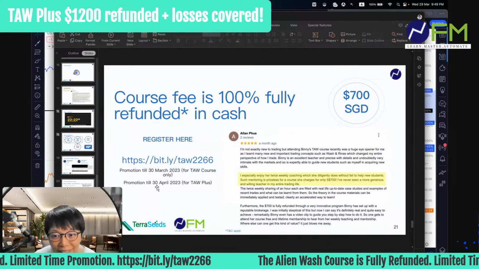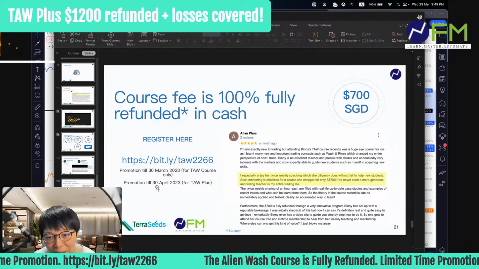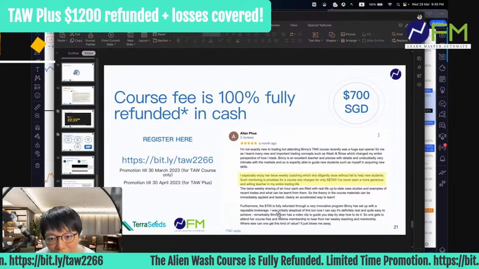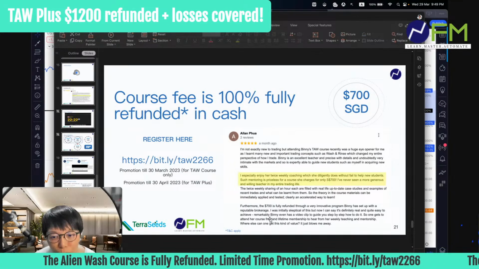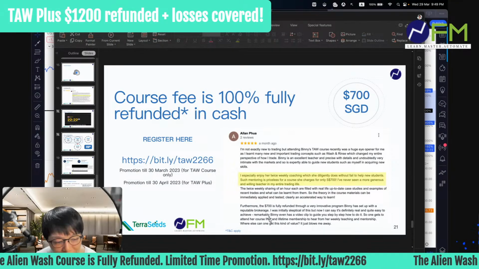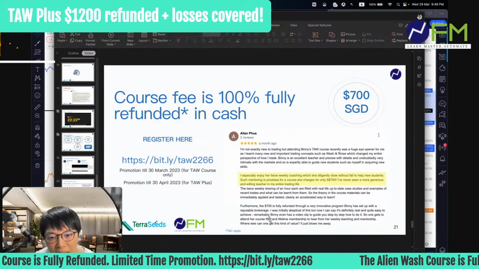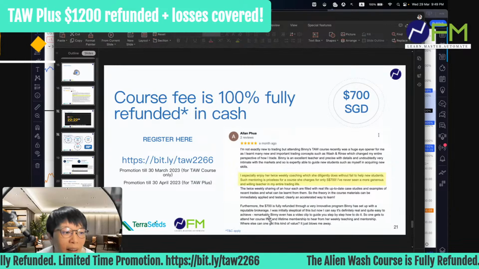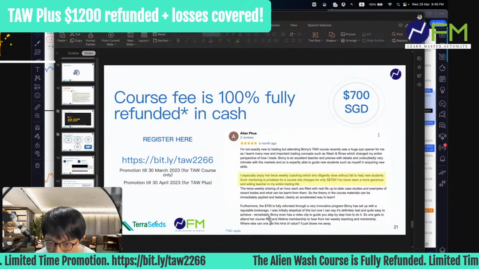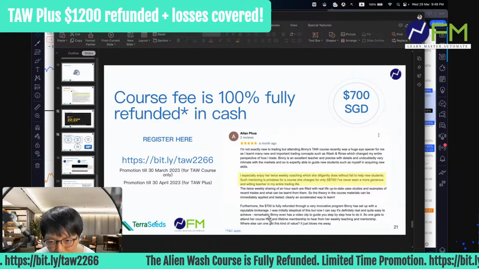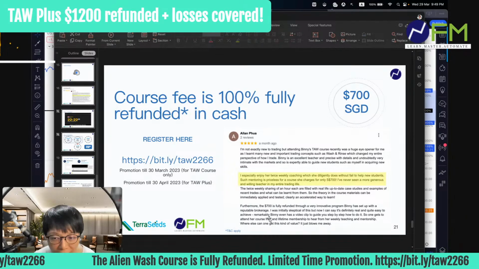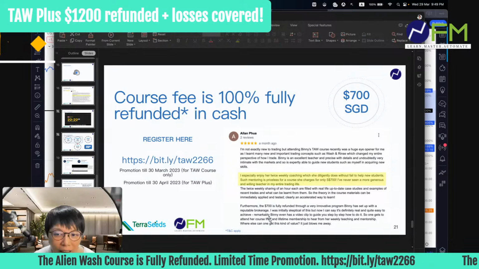Now, I know that it is not a scam, but I just wanted to talk about this, where Alan talked about, right? The $700 is fully refunded through a very innovative program that Beanie has set up with a reputable brokerage. Axie is very well known in the world. It has an office in Singapore, and it's regulated in Australia, the UK, and New Zealand.